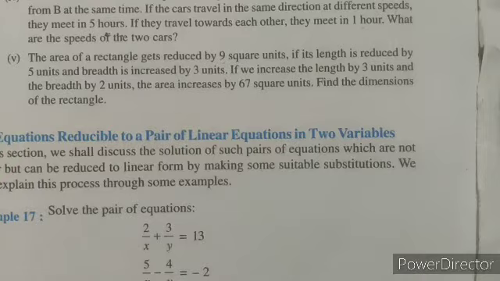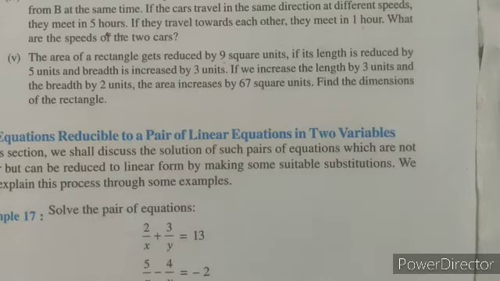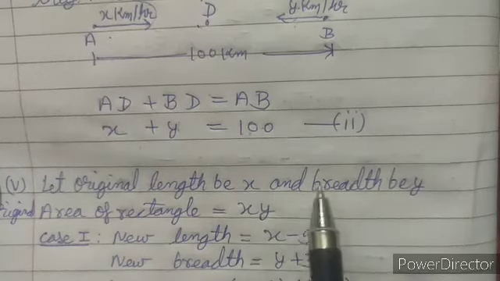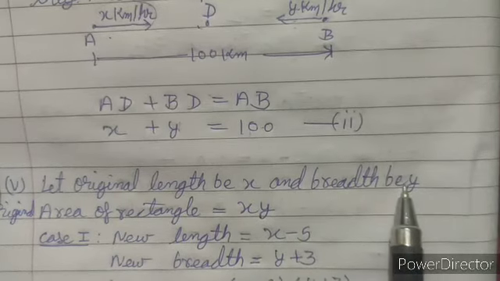Now, in fifth part of question number 4, the area of a rectangle gets reduced by 9 square units if its length is reduced by 5 units and breadth is increased by 3 units. If we increase the length by 3 units and the breadth by 2 units, the area increases by 67 square units. Find the dimensions of the rectangle. Now, for that, we will take the length of the rectangle as x and breadth as y. Let the original length be x and the original breadth be y.